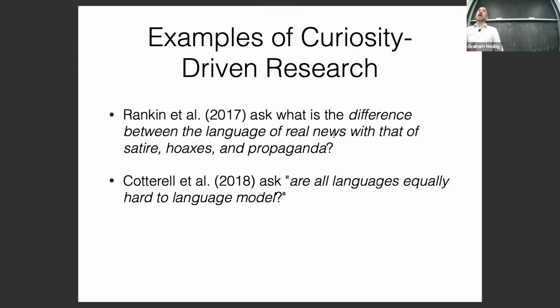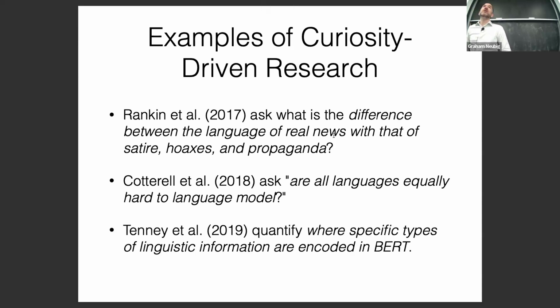Another one, Cotterill et al. asked, are all languages equally hard to language model? And so basically they wanted to know, are all languages just character strings, and so language modeling them is similarly easy? Or are there certain characteristics of language that make them easier or harder to model with the current architectures that we have? And so they didn't propose a new architecture. They didn't propose to improve anything. They just proposed to examine this question.